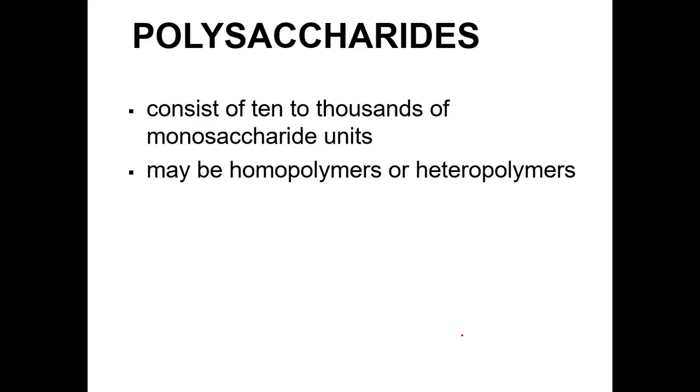Now, for polysaccharides, these consist of 10 to thousands of monosaccharide units. And this can be homopolymers or heteropolymers. When we say homopolymers, it is made up of only one type of monosaccharide. But if you have a heteropolymer, you have a combination of two or more monosaccharides. For example, meron tong glucose and then there's mannose. So if you have those connections, glucose and mannose, glucose or galactose, then we call it a heteropolymer.